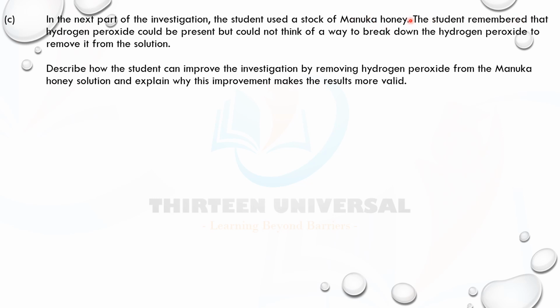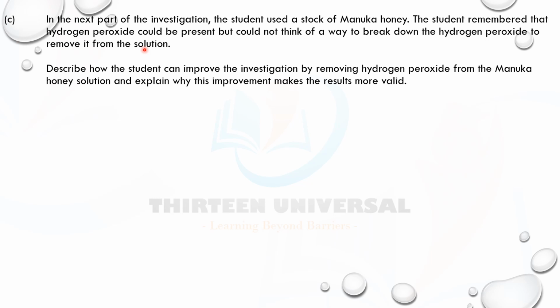Now, the students remember that hydrogen peroxide, they said it at the beginning, could be present, but could not think of a way to break down the hydrogen peroxide, because we want to check now both hydrogen peroxide and Manuka have antibacterial activity. If you do not remove the hydrogen peroxide, you would not know whether it is Manuka or hydrogen peroxide that is actually affecting the growth of bacterial population. So the student has to remove this. If they say he does not know, he could not think of a way to break down the hydrogen peroxide to remove it from the solution.